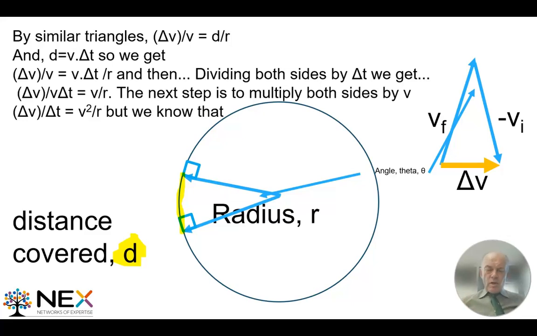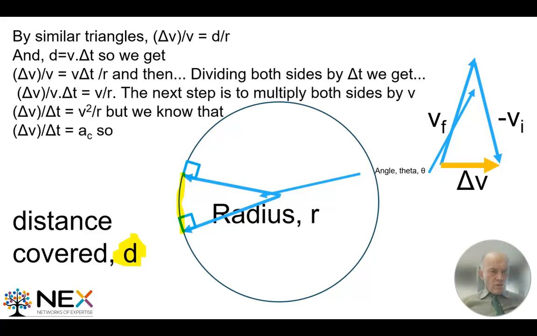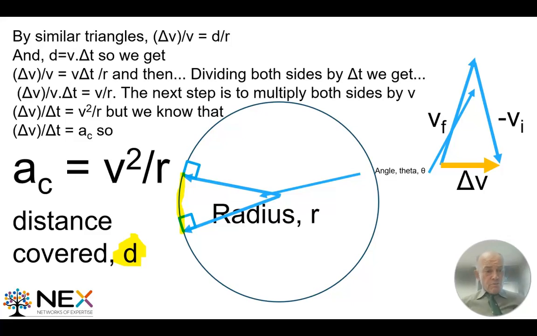But we also know that the change in velocity divided by the change in time is the centripetal acceleration. And that's what we're looking for. So the centripetal acceleration is equal to the square of the velocity divided by the radius.